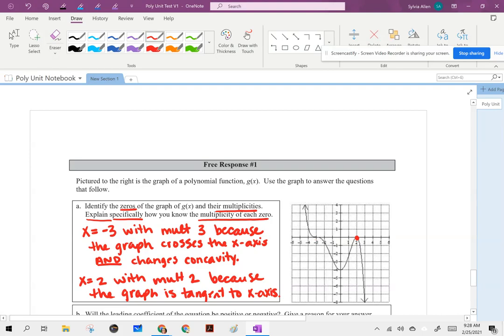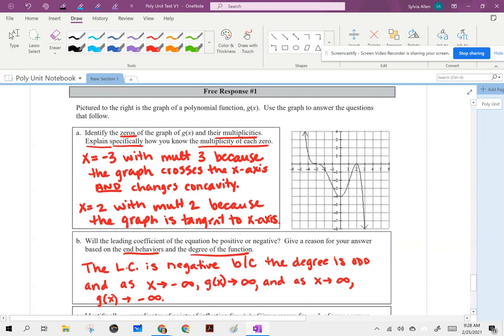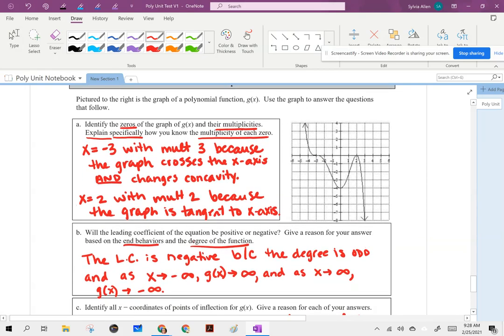And then x equals 2 has a multiplicity of 2, not because of the bounce, but because the graph is tangent to the x-axis, which means it's only touching once at that spot. Now on B, it says, will the leading coefficient of the equation be positive or negative? Not only do you have to say that, but you have to give a reason based on the end behaviors and the degree. So your answers need to have those conditions in them.